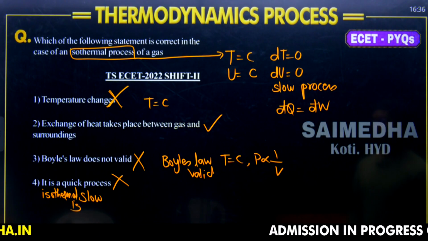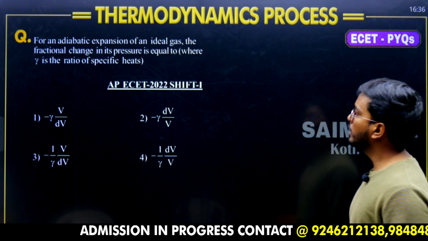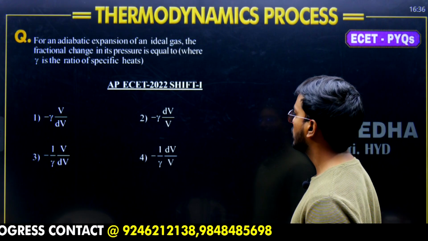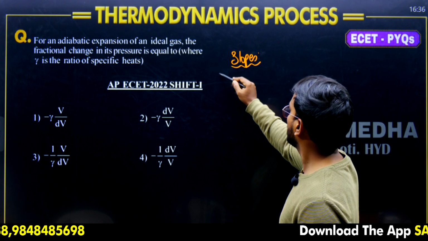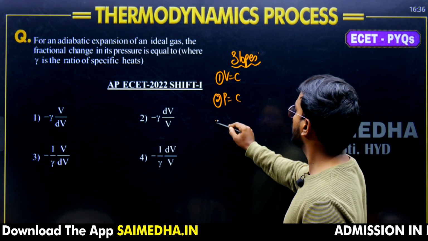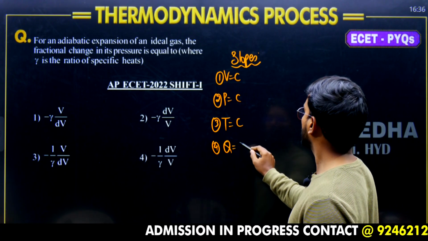Now we know all the conditions of isothermal. Question number 12. For an adiabatic expansion of an ideal gas, the fractional change in the pressure is equal to... For that you need to remember the slopes. Easily we can understand. First one is the volume constant process, second one is the pressure constant process, third one is the temperature constant process, and fourth one is the heat constant process.